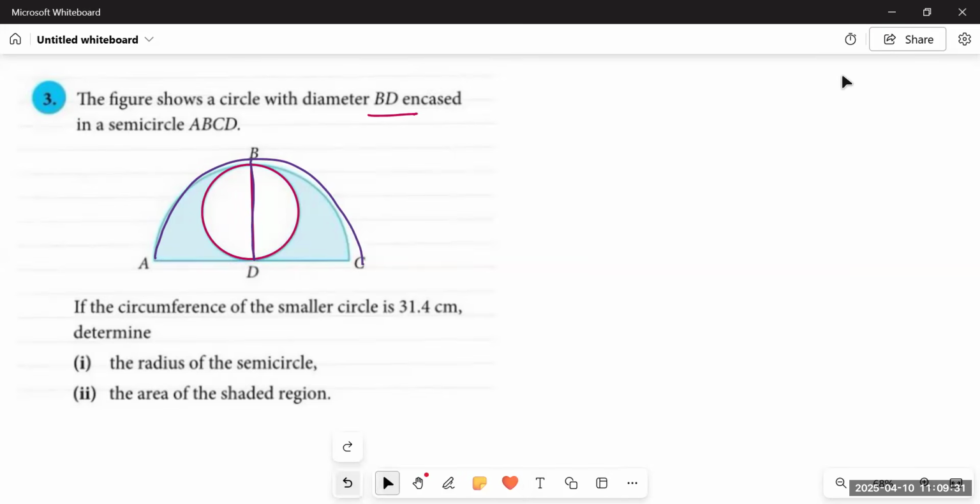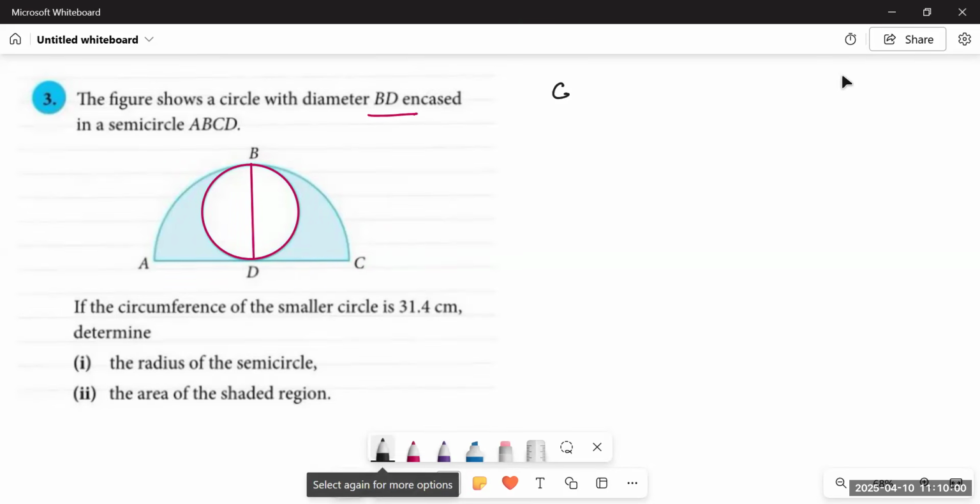Okay. So now what we have to do, they're saying if the circumference of the smaller circle is 31.4 centimeters, then we have to determine the radius of the semicircle and the area of the shaded region. So we are going to do this question step by step. First of all, let us see what is given. We are given the circumference of the smaller circle. Okay. So let's take this and we will write it over here.